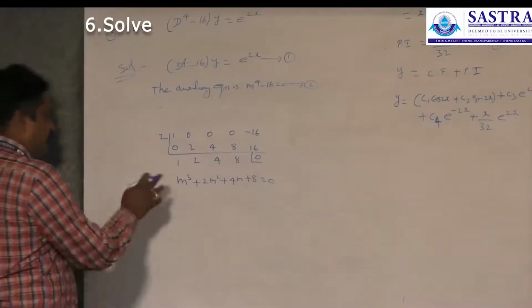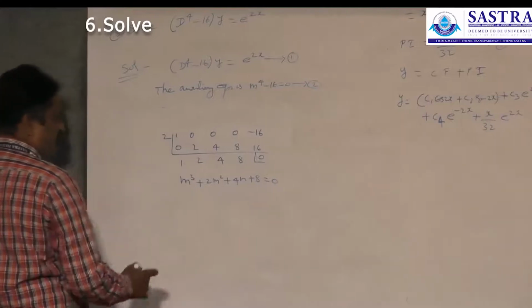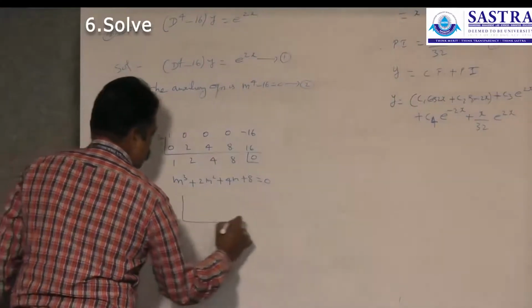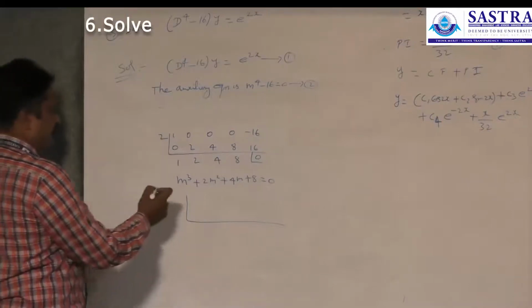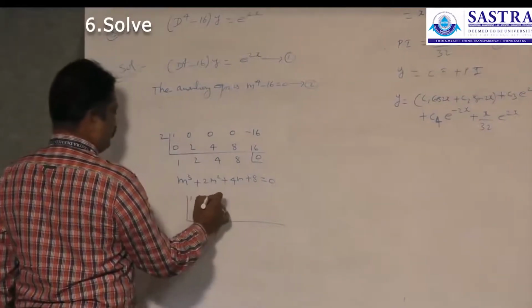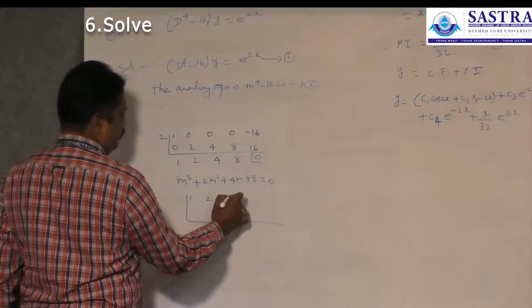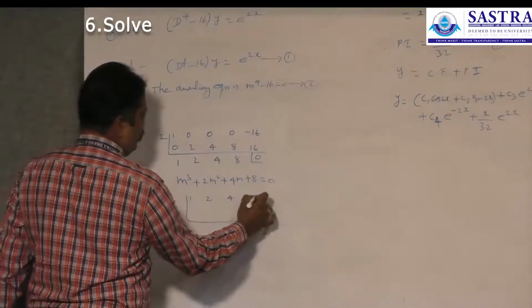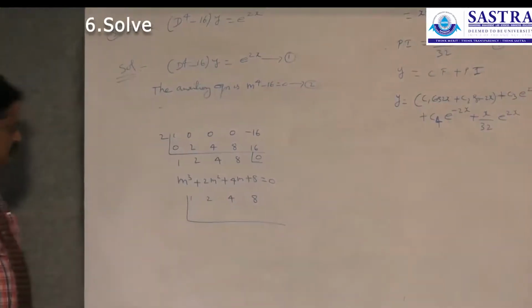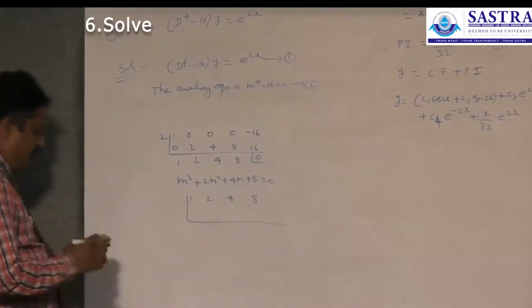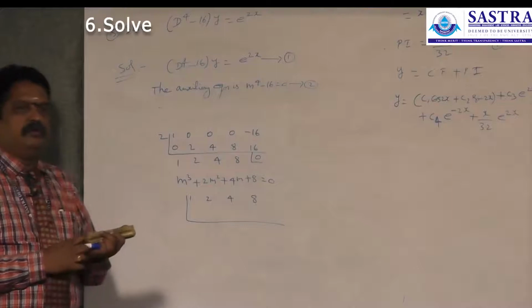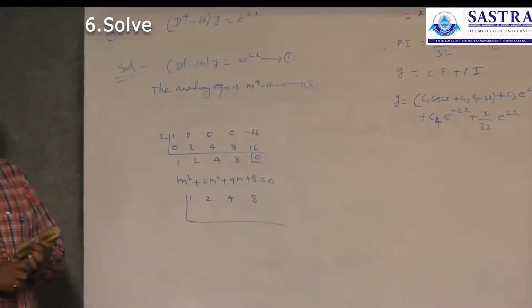So again we have to go for synthetic division to solve this equation. Let us perform synthetic division. What is the coefficient of m cube? 1. Coefficient of m square? 2. Coefficient of m? 4. Constant term? 8. So what are all the divisors of 8? Plus or minus 1, plus or minus 2, plus or minus 4, plus or minus 8.